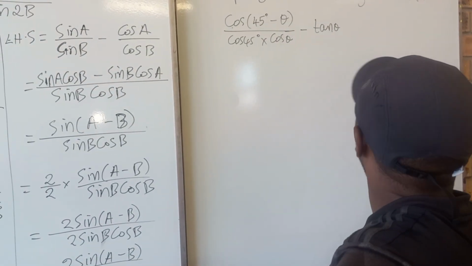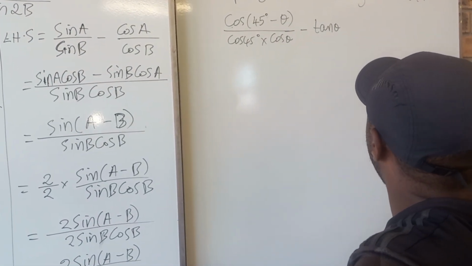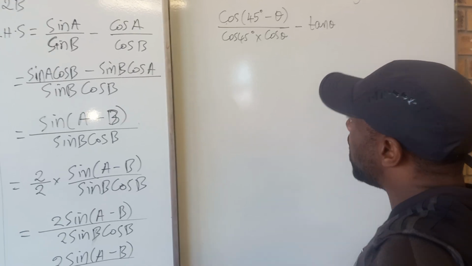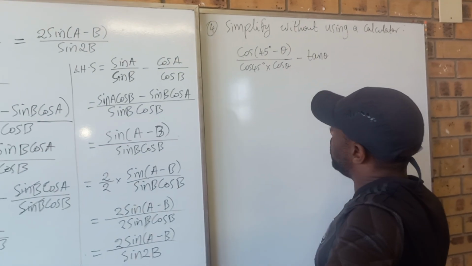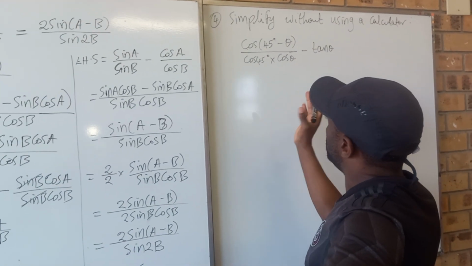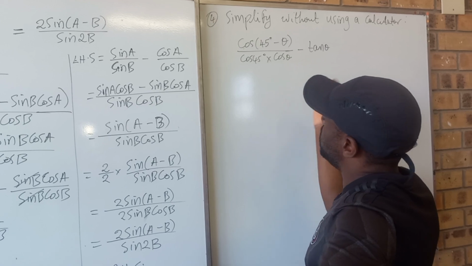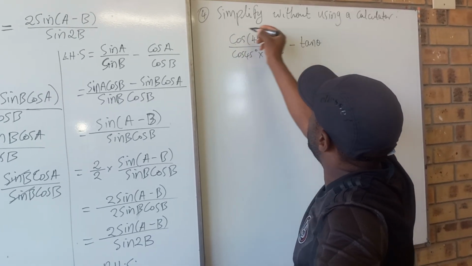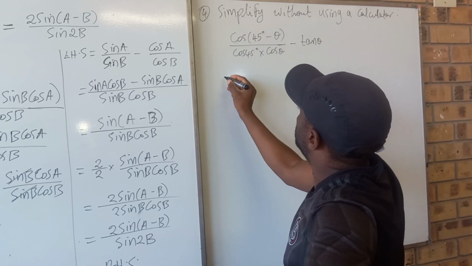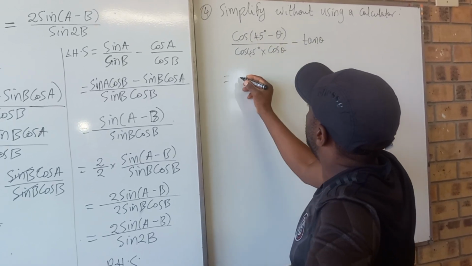So let's now look at something else. We want to simplify without using a calculator. So this is not a proof, so you don't know where you're supposed to end. So you just need to take your time, look at the formulas, you put them, you start moving. So if I analyze this, that is a compound angle identity, which for my level 4 students, it will be formula number 11 on their formula sheet.